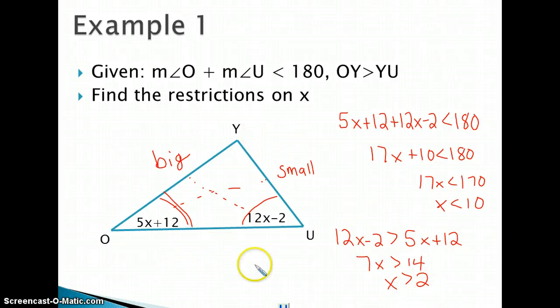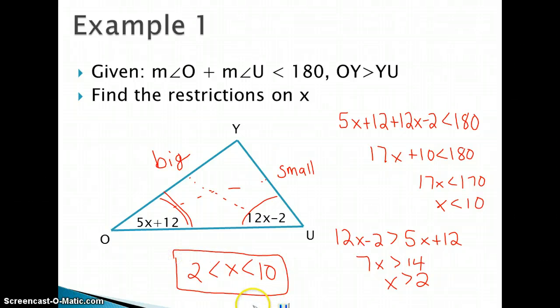So my restrictions, I'm going to write this so that x is in the middle, and I know it's bigger than 2 and less than 10. So if it's any number in between 2 and 10, then my given information holds true. If it's bigger than 10 or less than 2, then I've got a problem. Well, the idea was big angles are across from big sides and small angles across from small sides.